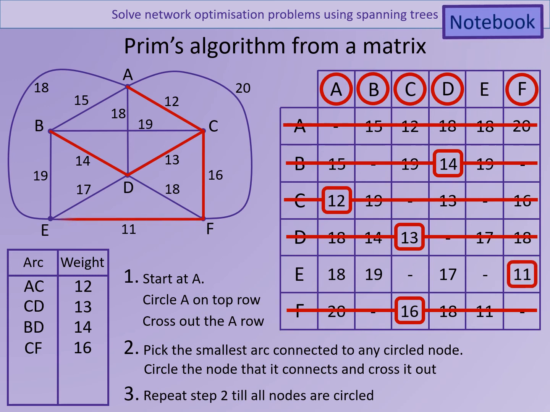Then finally, we've got EF of weight 11, add E to the circled nodes, cross off row E, and we've completed our table with EF. So this gives us a total spanning tree of 66.